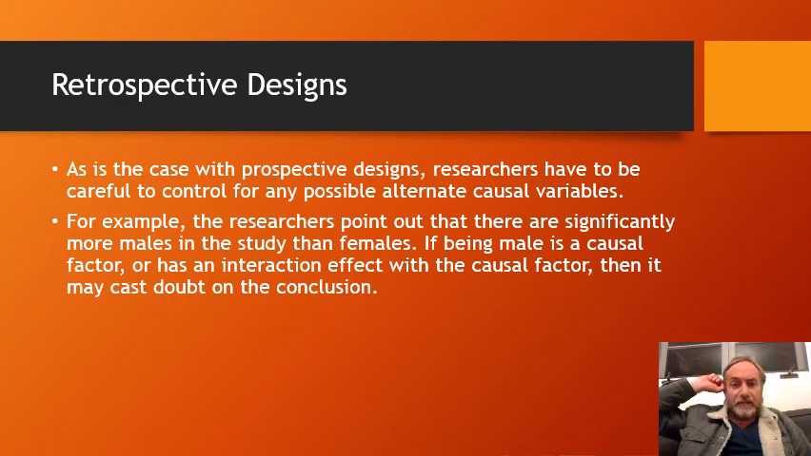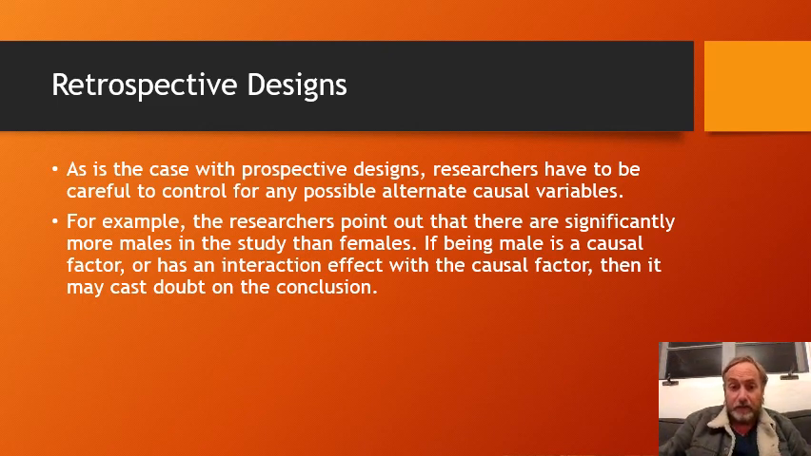So, as is the case with prospective designs, you have to be careful to control for any possible alternate causal variables. For example, right, say in the sample there are significantly more males than females, right? So if it turned out that being male is a causal factor in developing schizophrenia, or even just has an interaction effect with the actual causal factor, that would be a problem, right?